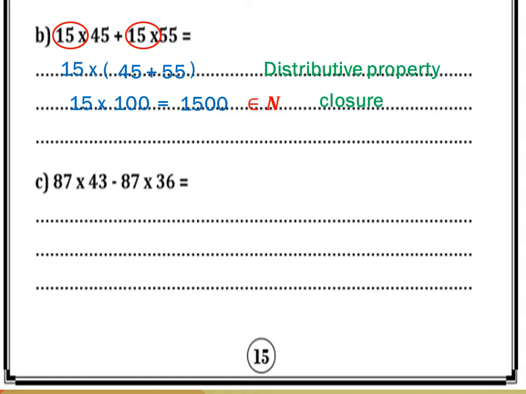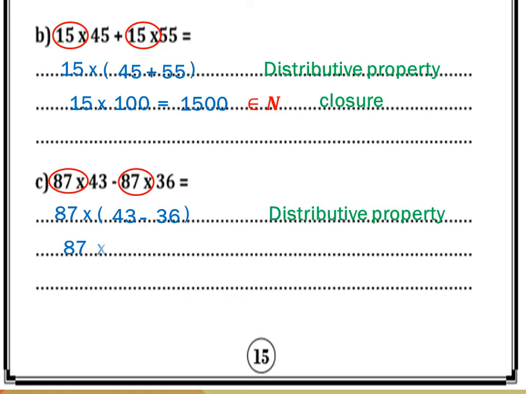And now in letter C, 87 times 43 minus 87 times 36. Search for the repeated number, which is 87. So circle 87 and multiply. Write it how many times? Only one time. So 87 multiply. Open bracket, write the rest. We have 43 minus 36. Close the bracket and don't forget to write the name of the property, which is distributive property.